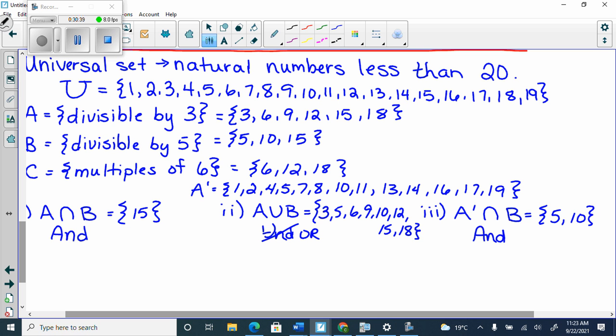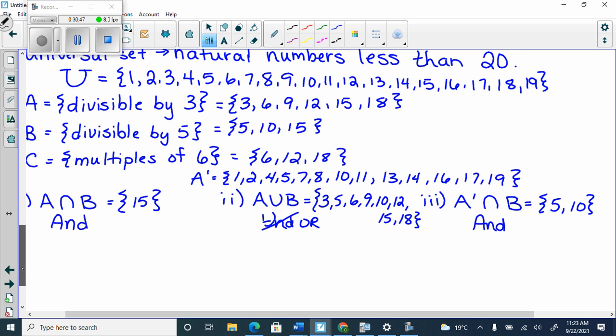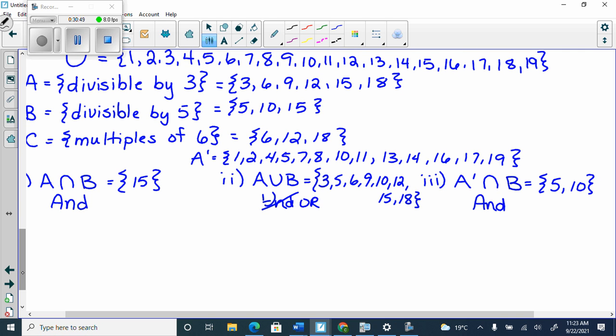How do you do with that? Good? So, here are some ones that are a little trickier. What if I give you D is 2, 4, 6, 8, 10, 12, 14, 16, and 18.